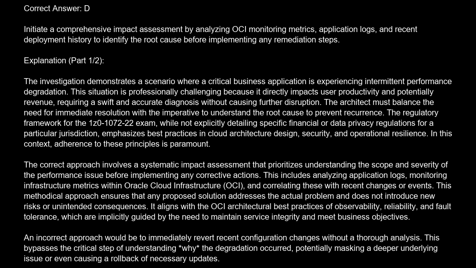The correct approach involves a systematic impact assessment that prioritizes understanding the scope and severity of the performance issue before implementing any corrective actions. This includes analyzing application logs, monitoring infrastructure metrics within Oracle Cloud Infrastructure, OCI, and correlating these with recent changes or events. This methodical approach ensures that any proposed solution addresses the actual problem and does not introduce new risks or unintended consequences. It aligns with the OCI architectural best practices of observability, reliability, and fault tolerance, which are implicitly guided by the need to maintain service integrity and meet business objectives.